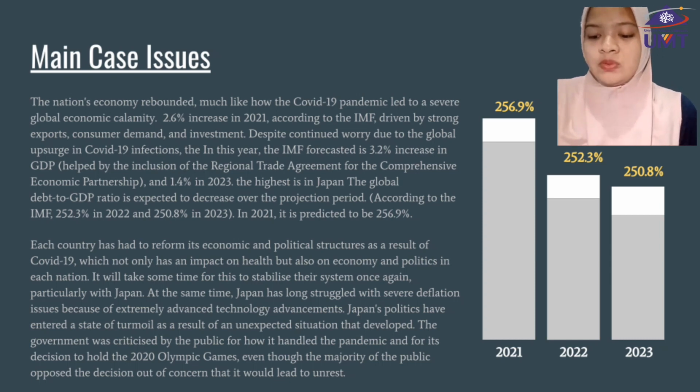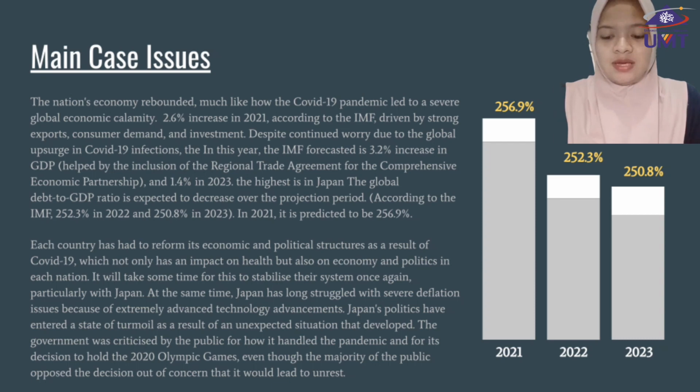The deficit to GDP ratio is expected to decrease over the projection period, according to the IMF, to 2.3% in 2022, and then to 0.8% in 2023. In 2021, it is predicted to be 256.9%.